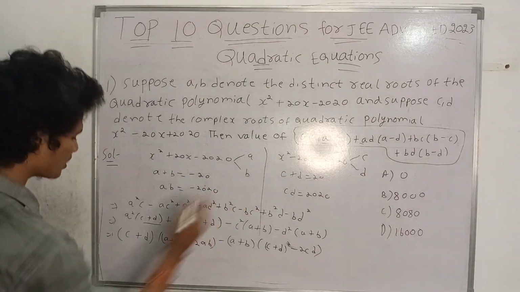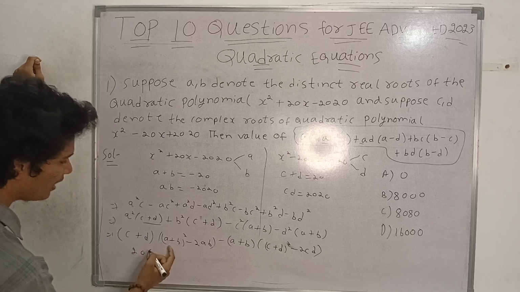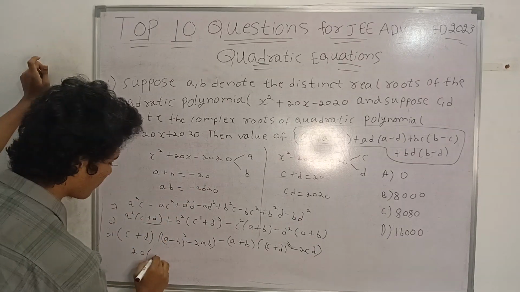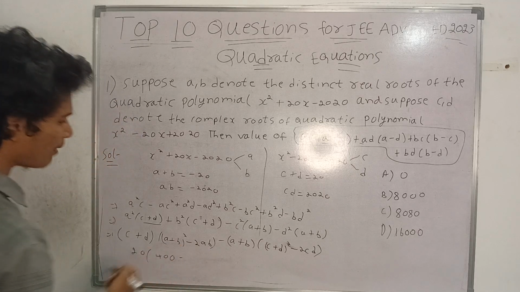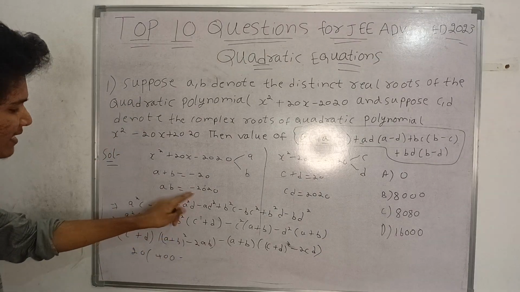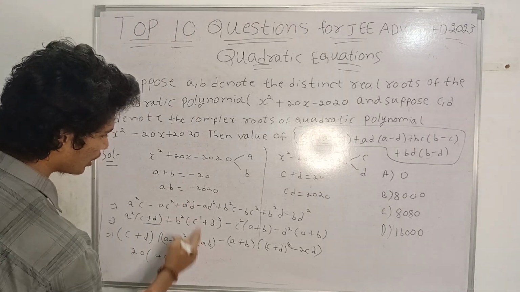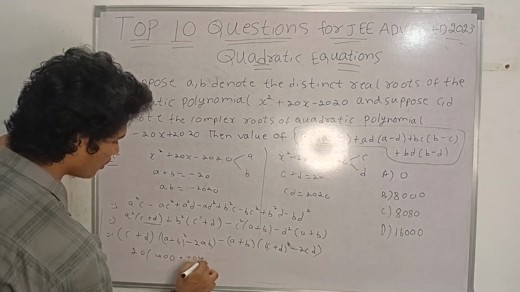These terms we can easily get. What is C plus D? It is 20. 20 into A plus B whole square. A plus B is minus 20, minus 20 whole square, it is 400. 400 minus 2AB. What is 2AB? It is minus into minus, it is plus. 2 twos, it is 4040.